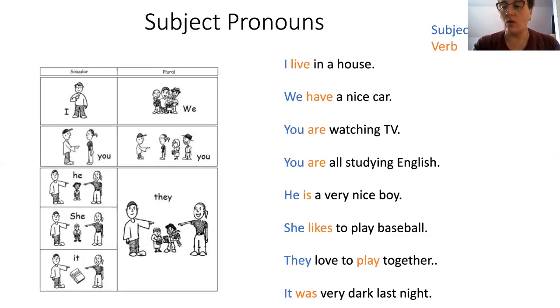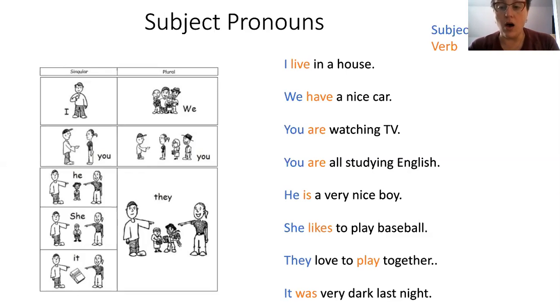So let's quickly go over some of our examples. I live in a house. I is the subject pronoun. Live is the verb. So the subject pronoun I comes before the verb live. I live in a house. We have a nice car. We is the subject pronoun. Have is the verb. You are watching TV. You is the subject pronoun and are is the verb.